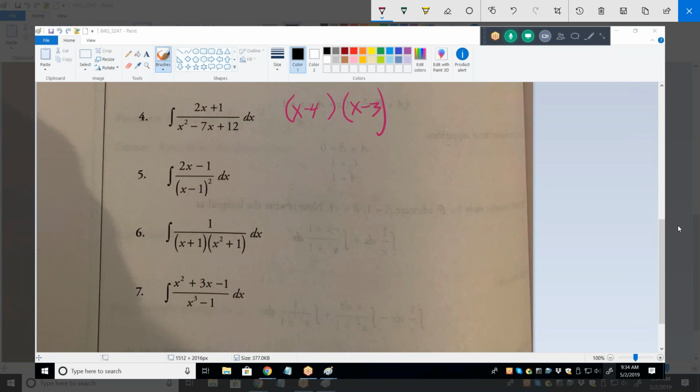So we get a times what? 2x plus 1 equals a times x minus 3 plus b times x minus 4.